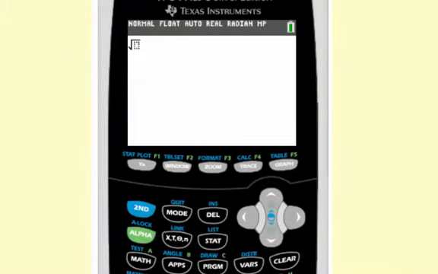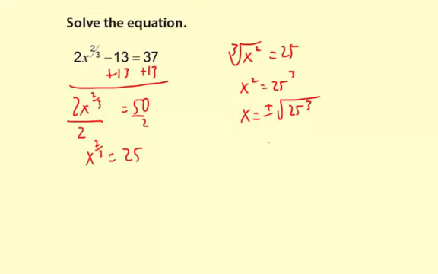So the square root of 25 to the third power is 125. So x would equal plus or minus 125, or positive or negative 125. Okay, so that's using a radical.